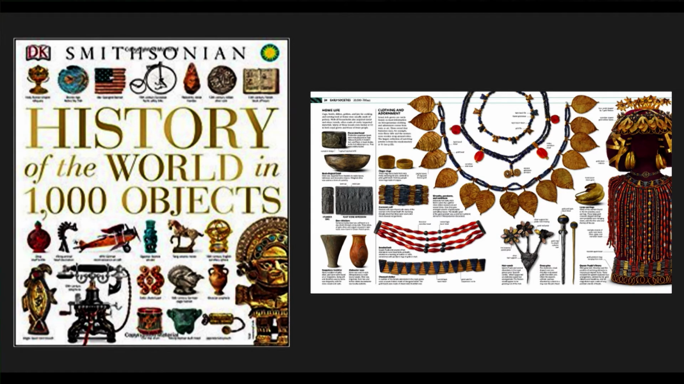This secondary text, History of the World in 1,000 Objects, is a great resource from the Smithsonian. It would give your students another entry point into an initial understanding of primary sources and artifacts, and it's a wonderful resource.